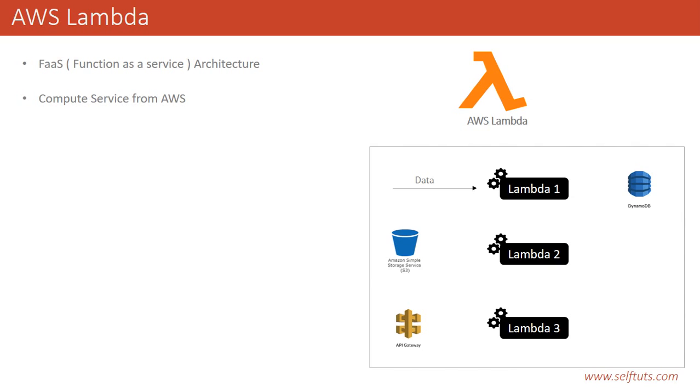So from these three examples, you must have understood that by writing a single function and giving some responsibility to it, we can do awesome things in AWS Lambda.